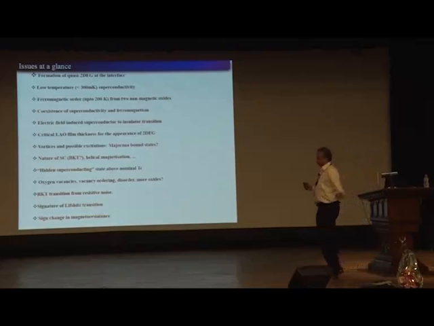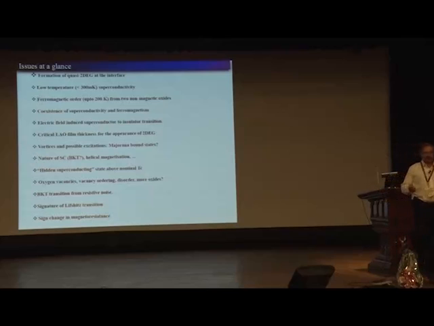Okay, in the brief time I have, let me tell you what we have been doing. These are the issues at a glance. There is a quasi-2D electron gas at the surface, which, as we just heard in the morning, is a highly unresolved problem. Where does it come from? There is a superconductivity below 300 millikelvin.